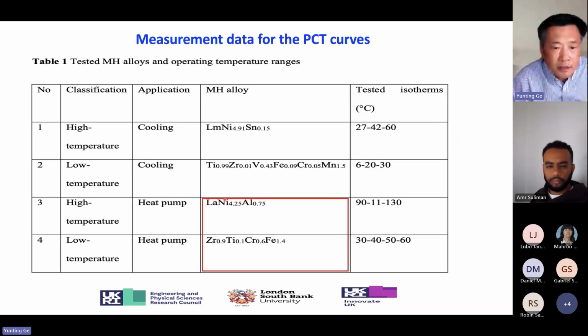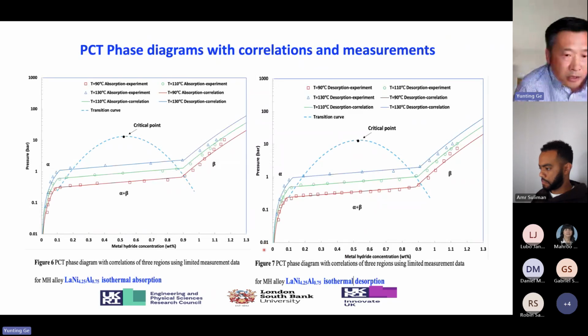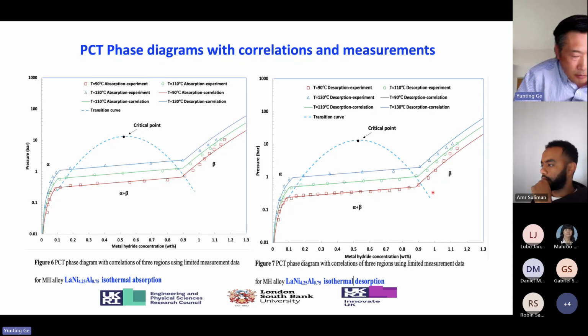These two metal hydrides are the ones we have already identified by the method we have just introduced. And we compare the measurement results. The symbols are the measurement results at different temperatures. This is for the absorption, and this is for the other metal hydride during the desorption process. You can see the model matches quite well with the measurement result. This is the dome line, this is the critical point, and the alpha beta region.